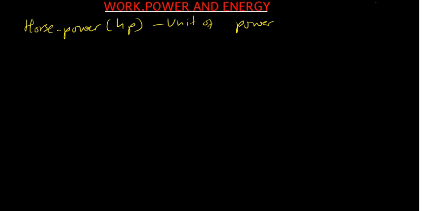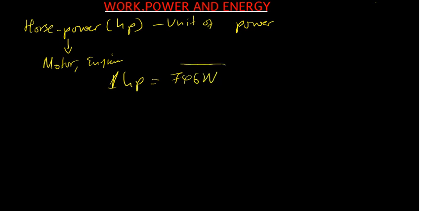So horsepower, this unit is mostly used for motors, engines, and such things. So 1 horsepower is given by 746 watts. So that is the conversion factor. That means if they've given us something in horsepowers, we are able to quickly convert to watts. Or if they've given us watts, and they want us to calculate in horsepowers, we can easily do that.